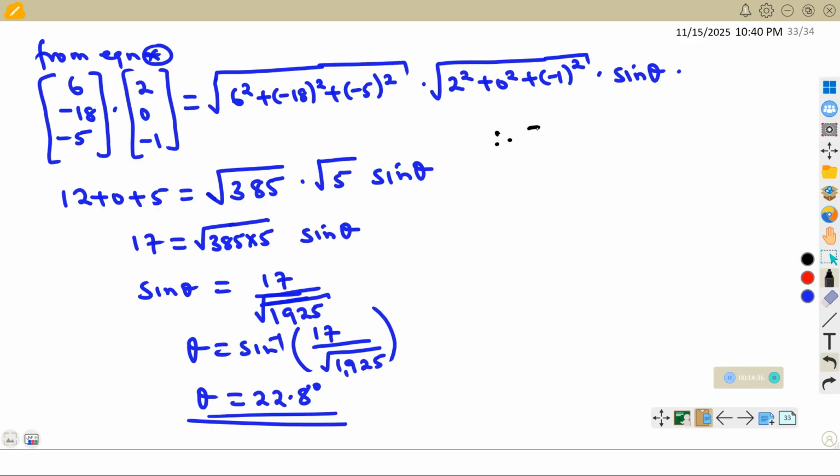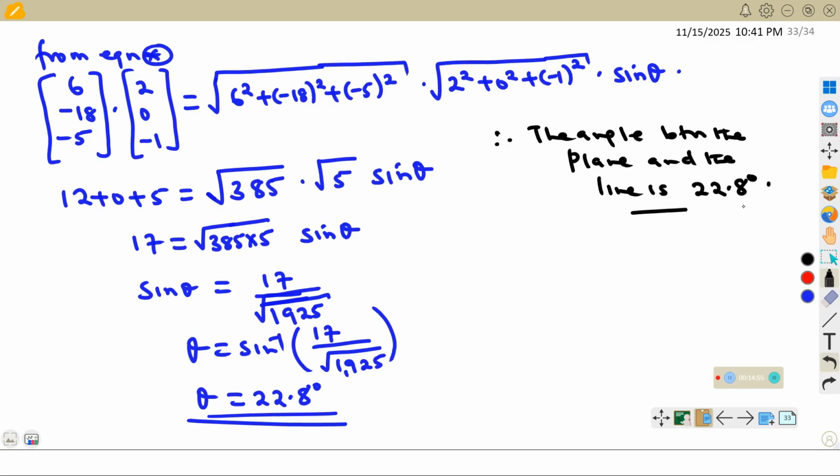Therefore, the angle between the plane and the line is 22.8 degrees. And that will be all about question number 12.